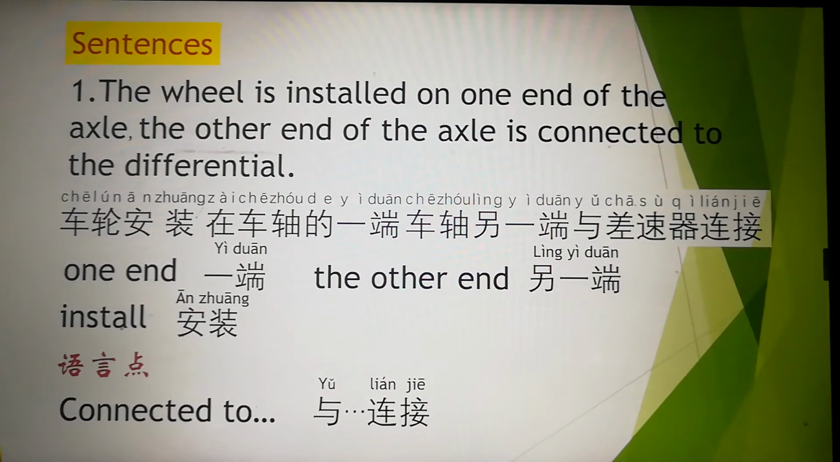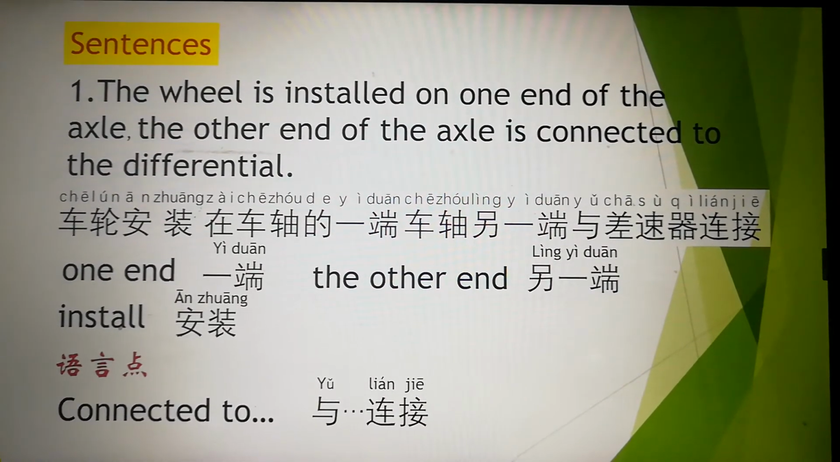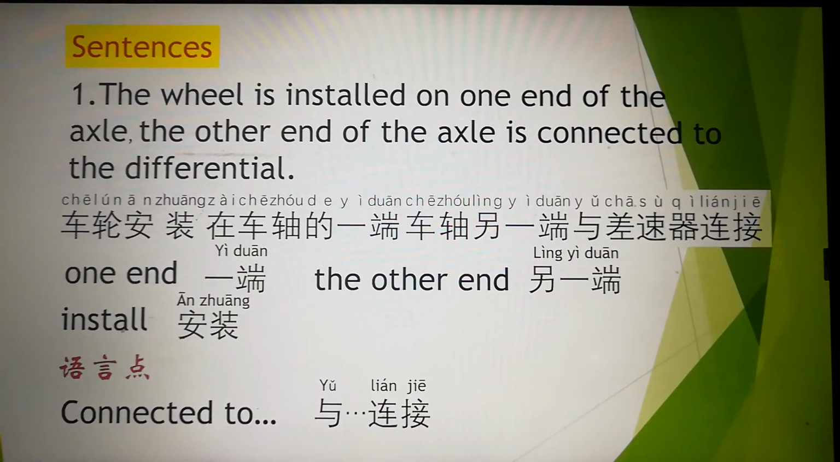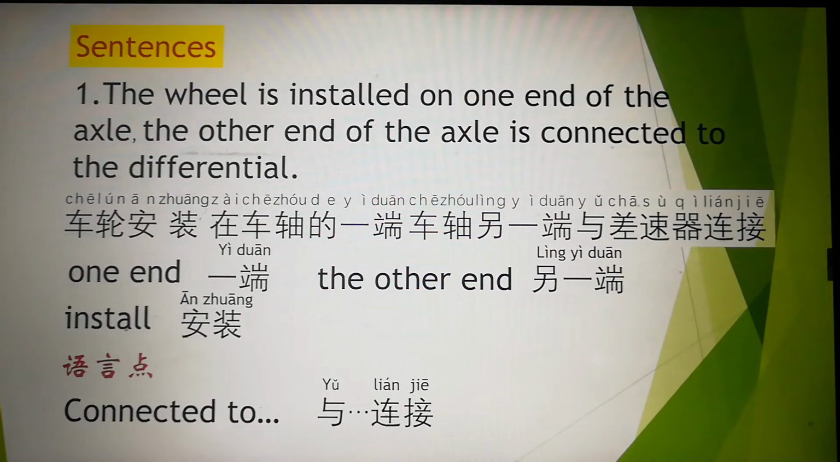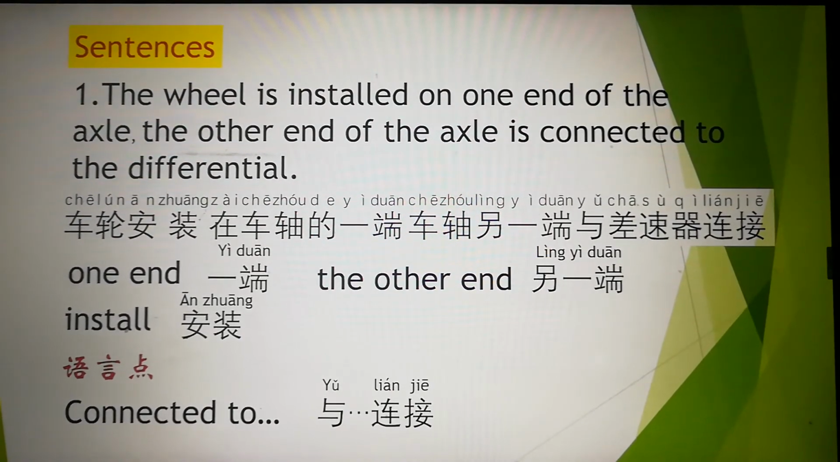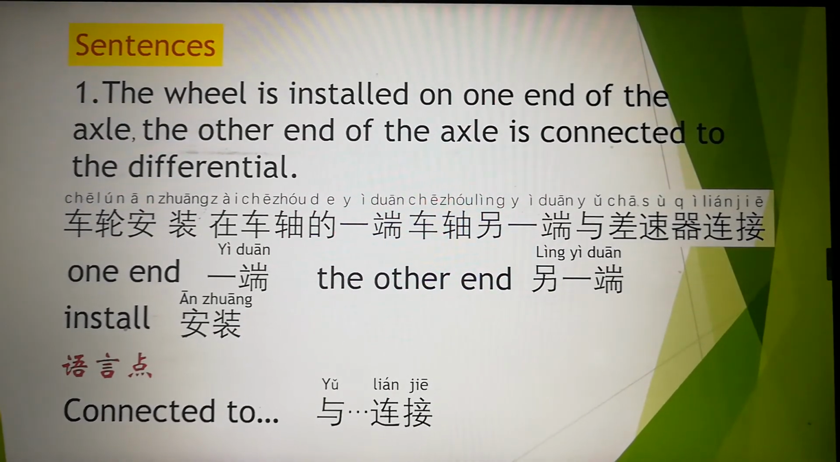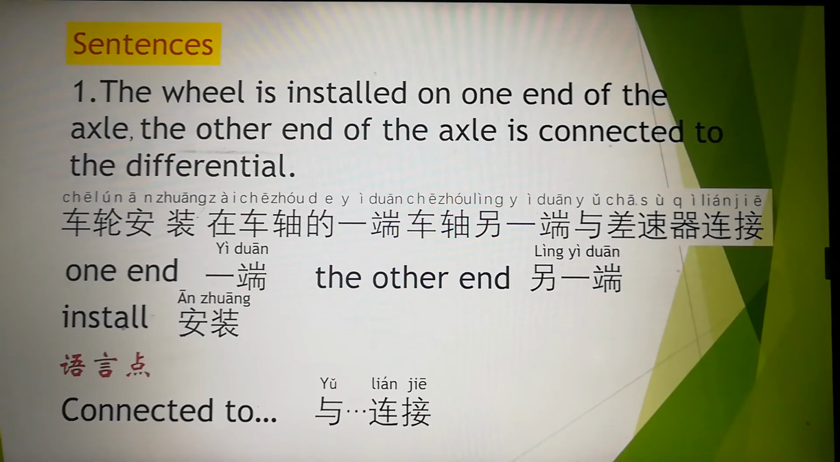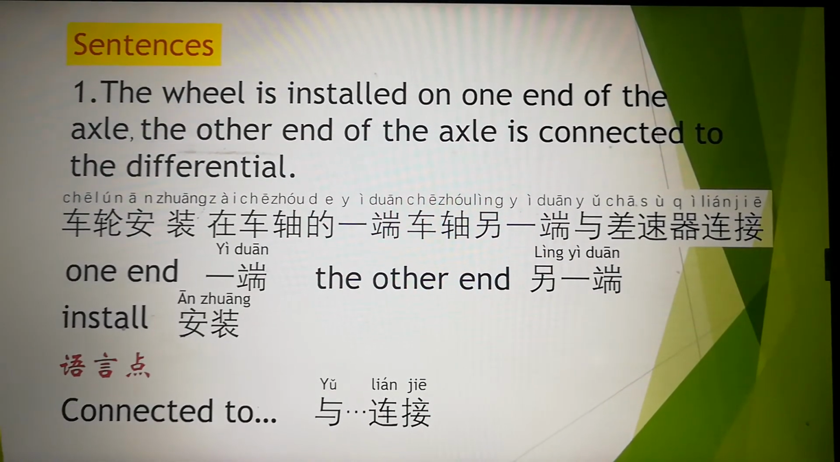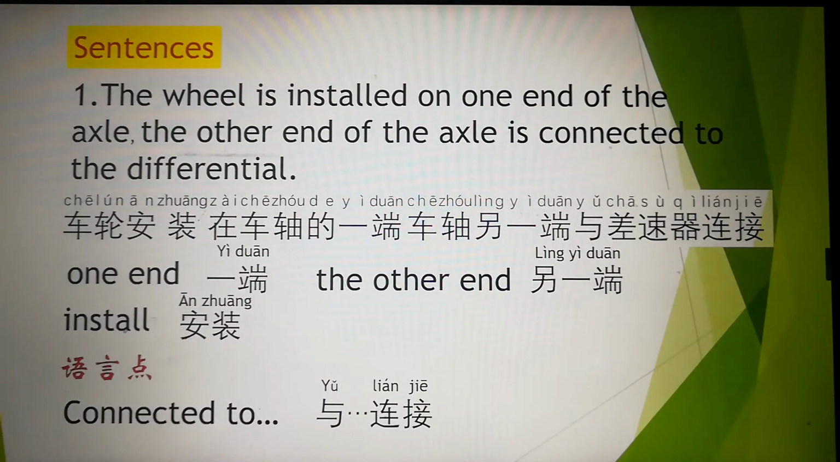Okay, another example. We can say clutch is connected to transmission. In Chinese, we can say clutch 与 transmission 连接.